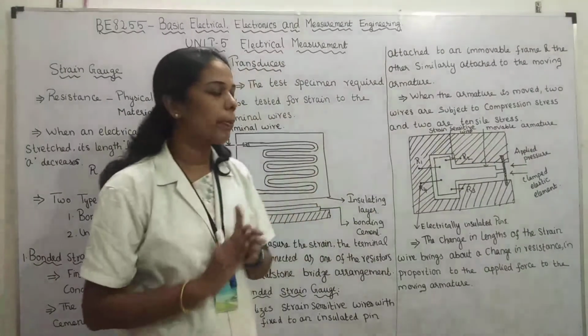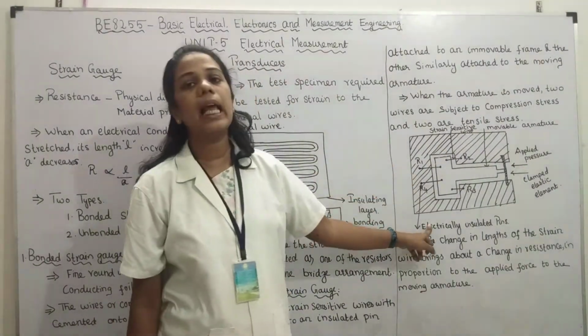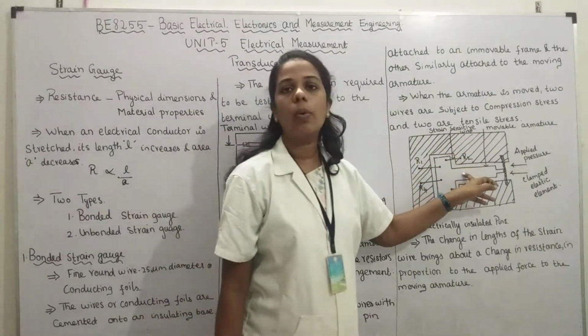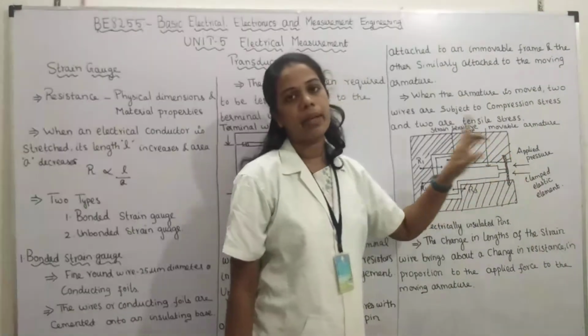It has 4 pins. Two pins are electrically insulated pins. These are the strain sensitive wires. Then this is the movable armature. Here we apply the pressure.